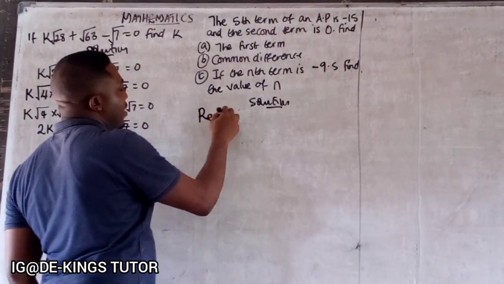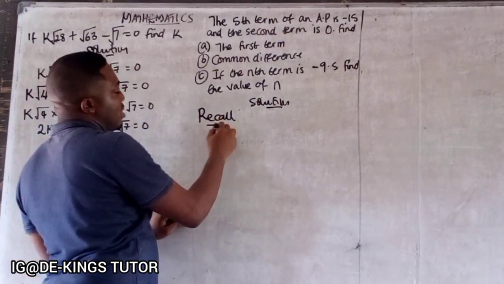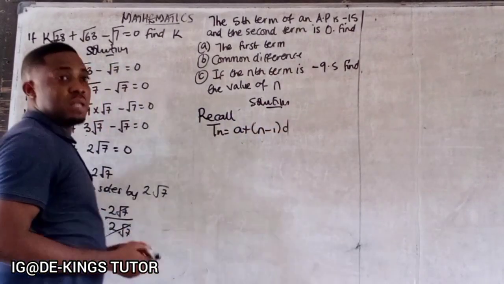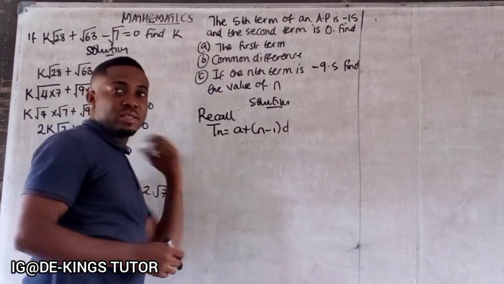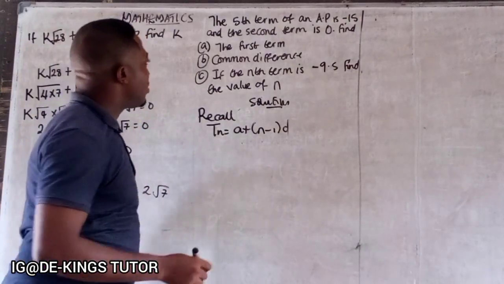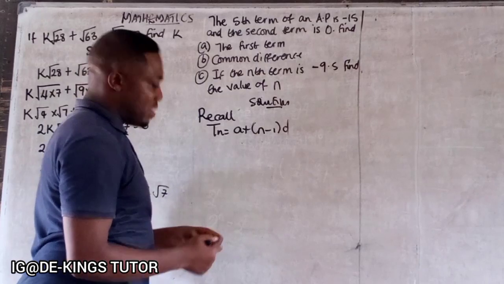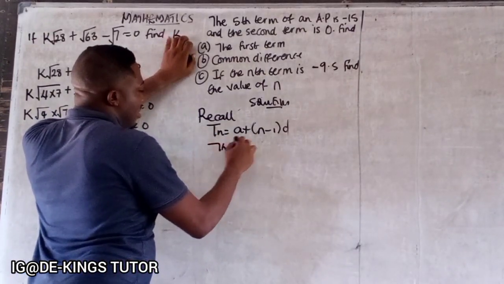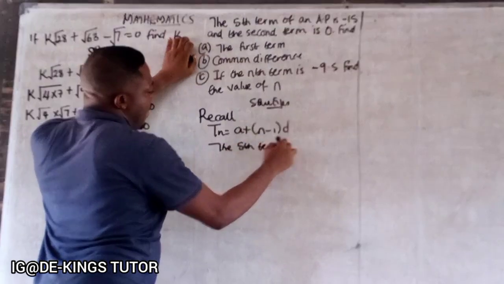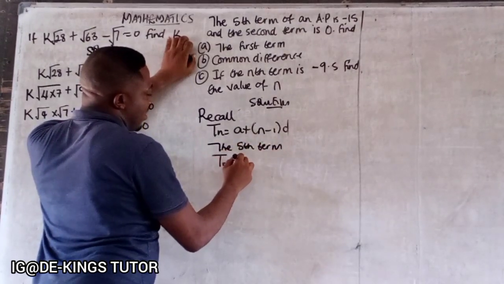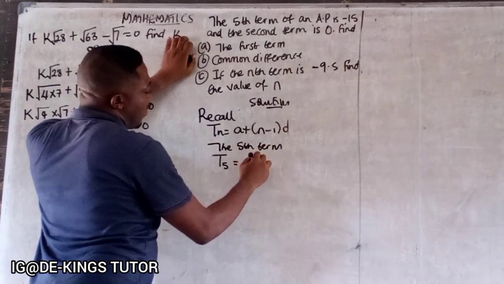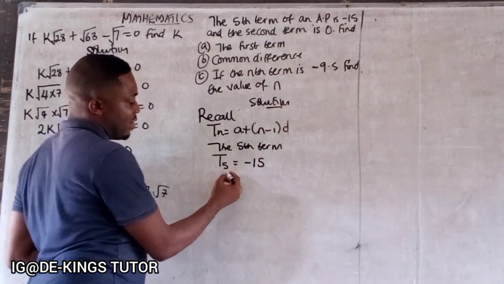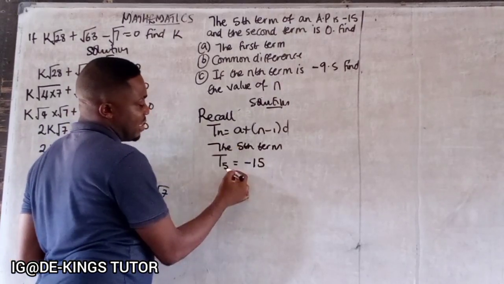I will recall the formula for the nth term: Tn equals a plus n minus 1 times d, where a is the first term, n is the number of terms, and d is the common difference. Now they said the fifth term of an AP is minus 15. So T5 equals minus 15, which means our n here is 5.